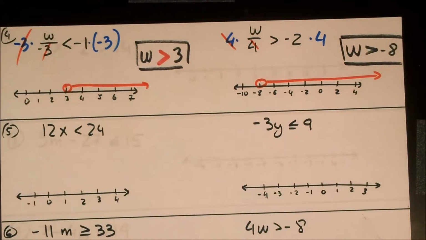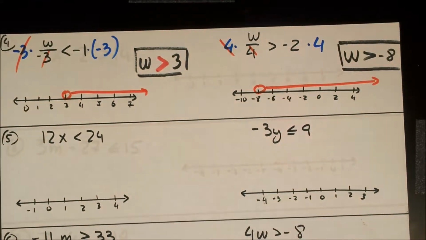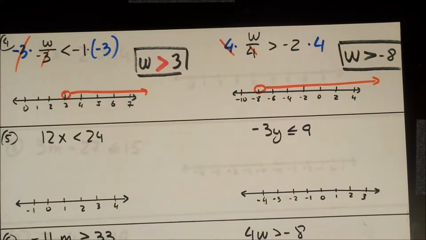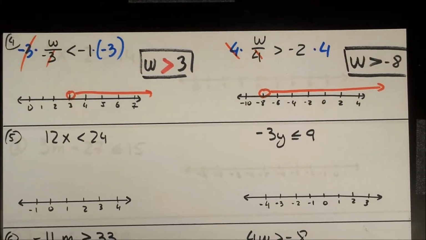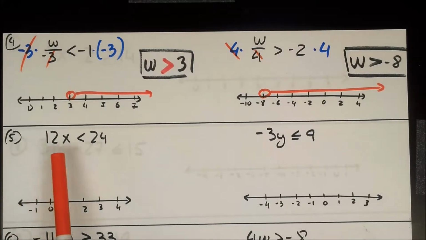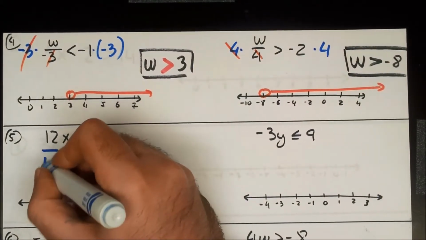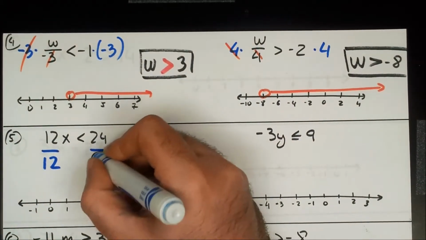Let's take a look at number 5. All right, with number 5, we have something very similar to what we have done before, but now we're going to be using division. Because to isolate this x here, it's being multiplied by 12, and the opposite of multiplying by 12 is to divide by 12. Not a problem. We can do that. That's super easy.